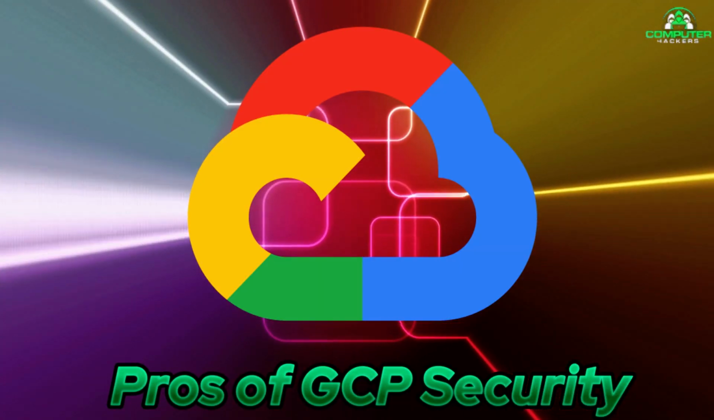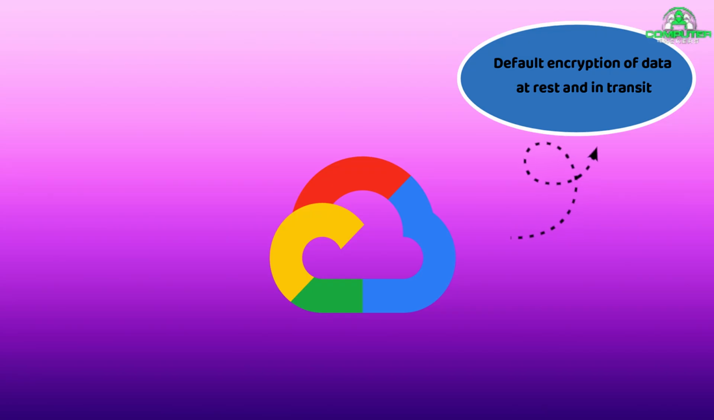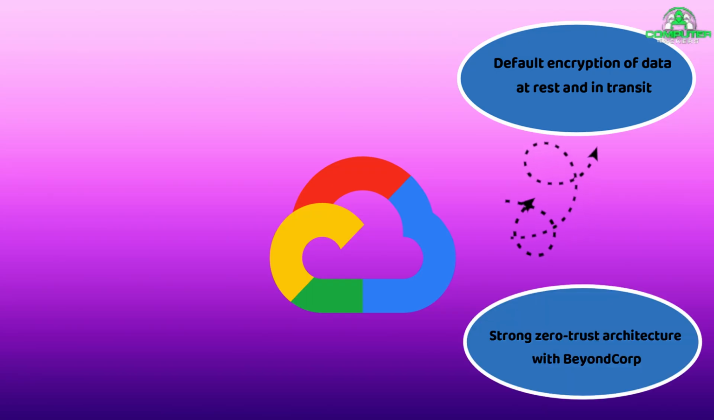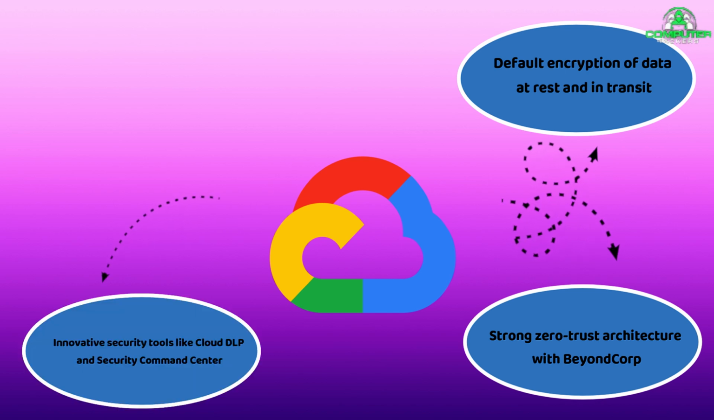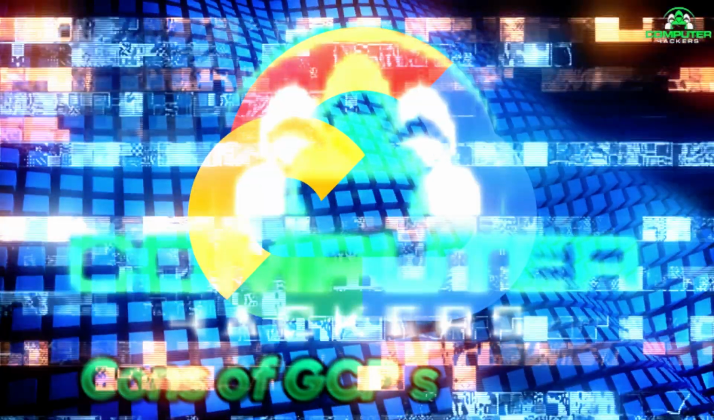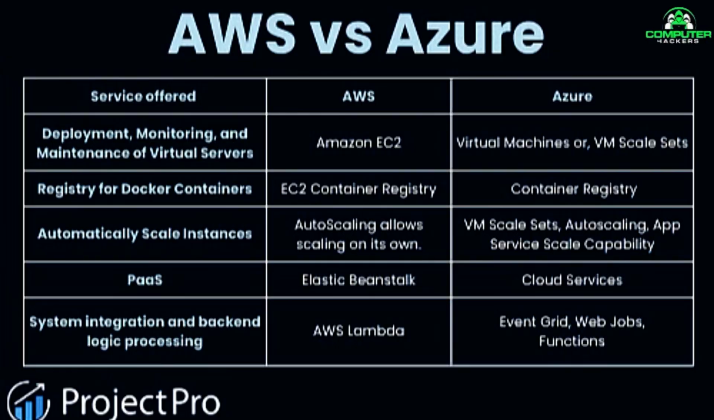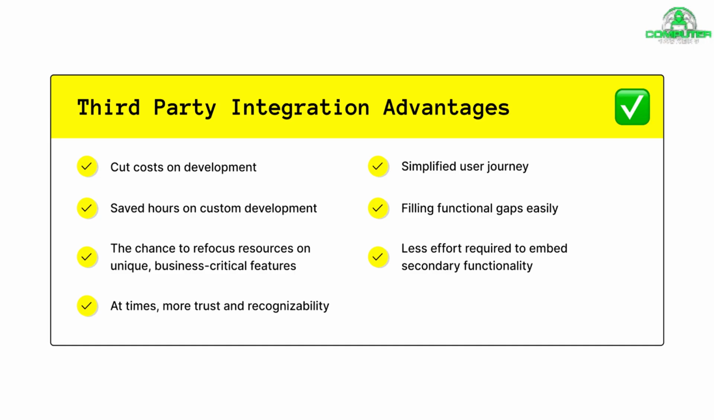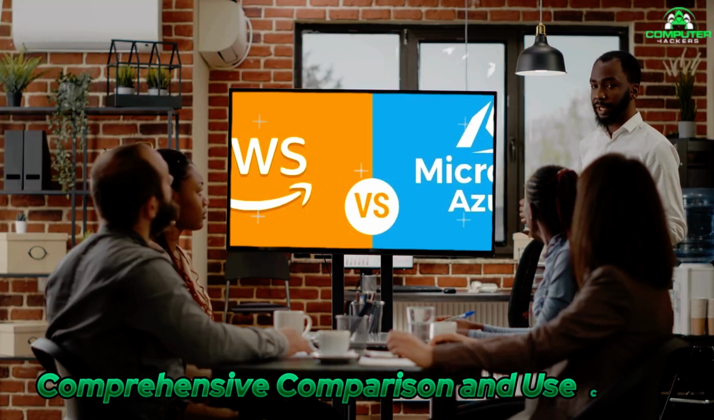Pros of GCP security: default encryption of data at rest and in transit, strong zero-trust architecture with BeyondCorp, innovative security tools like Cloud DLP and Security Command Center. Cons of GCP security: fewer compliance certifications compared to AWS and Azure, smaller marketplace, and fewer third-party integrations.